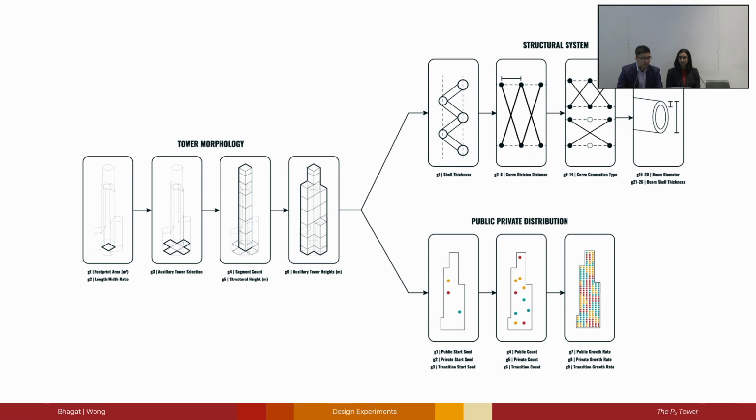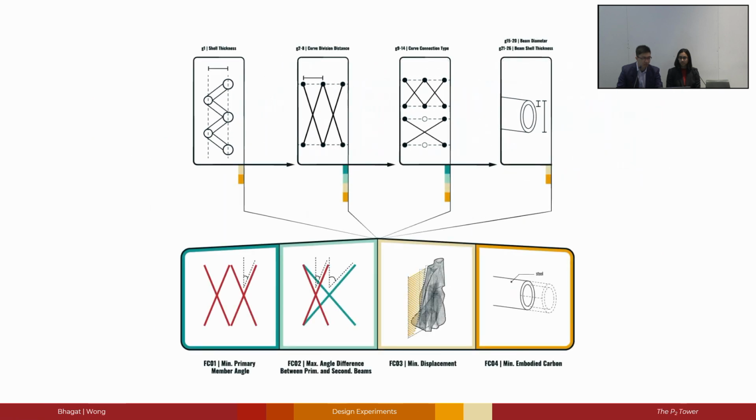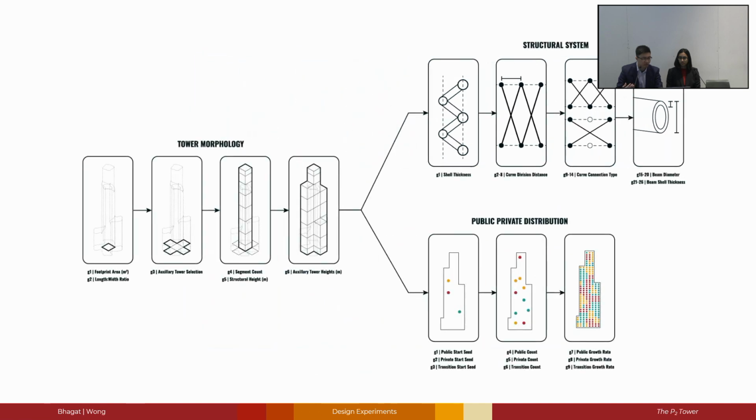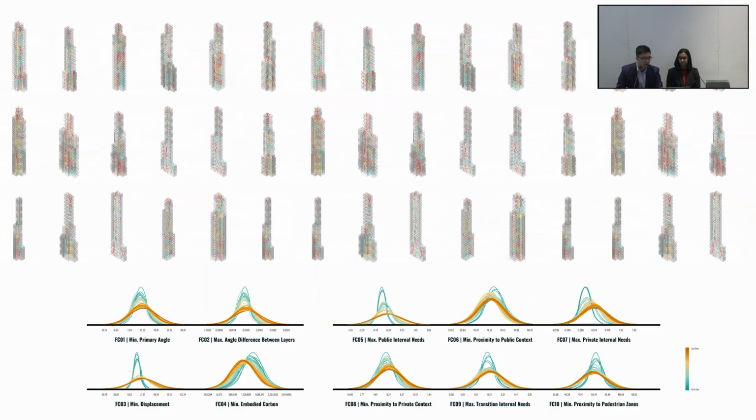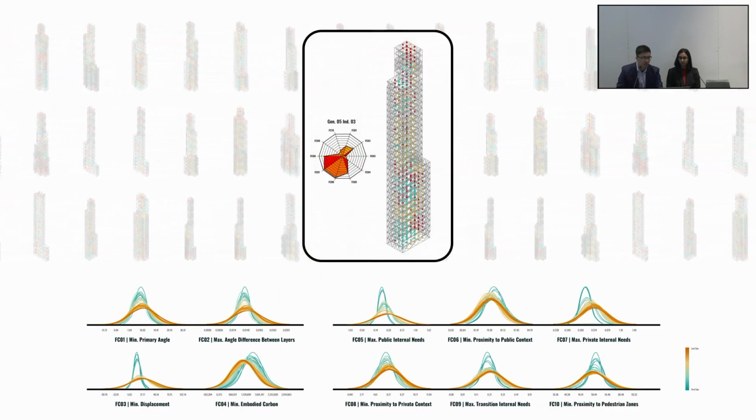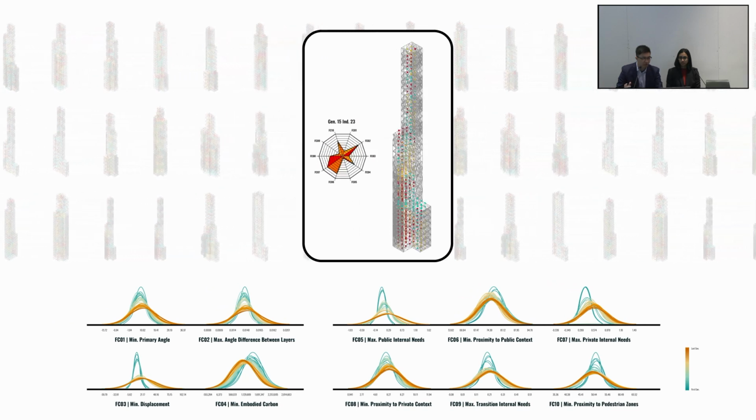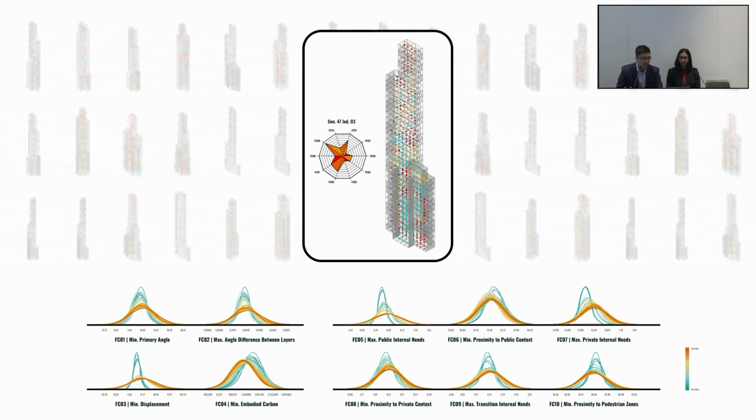So after initial explorations with the coevolutionary algorithm, we employed it on the structure and spatial distribution of the entire tower with the goal of achieving an adaptable structure system and a context-aware program distribution. And the results show a much more holistic tower where these discrete parts work together as one entire system.